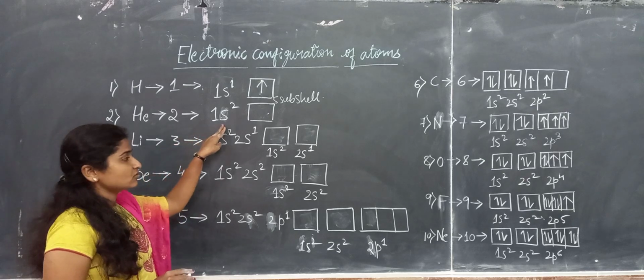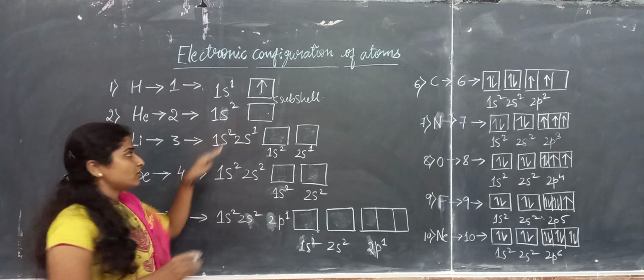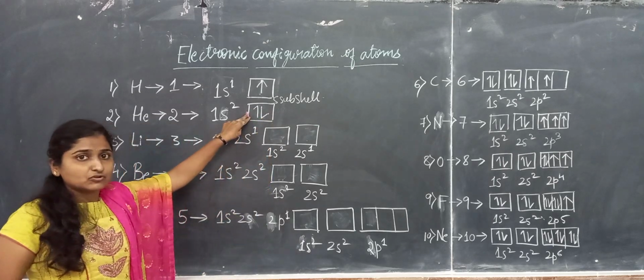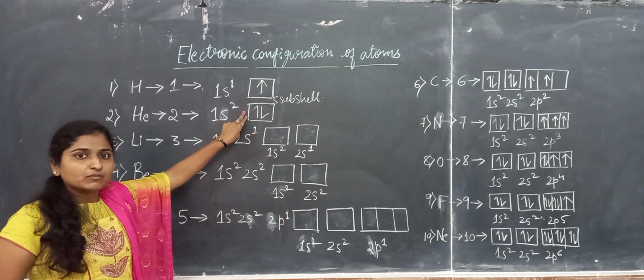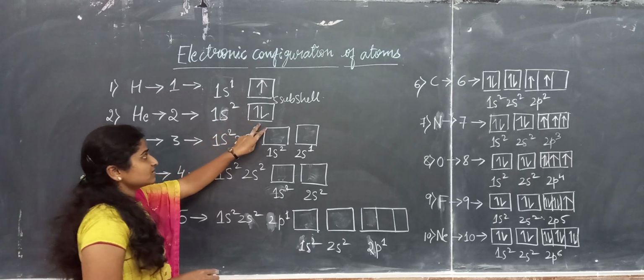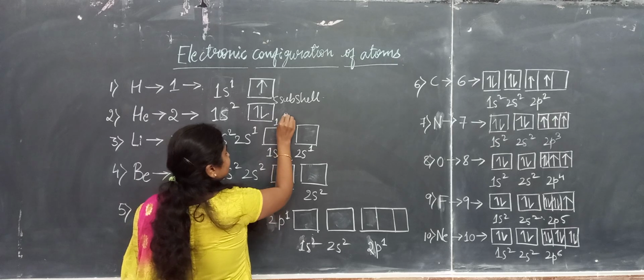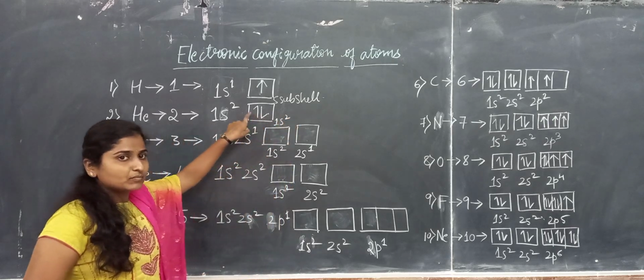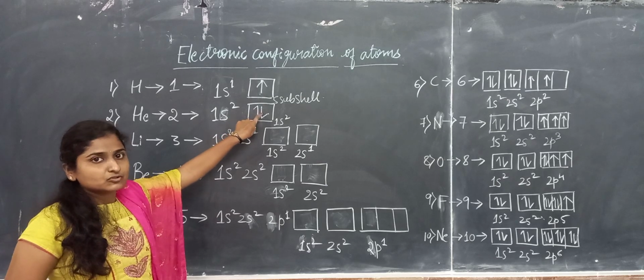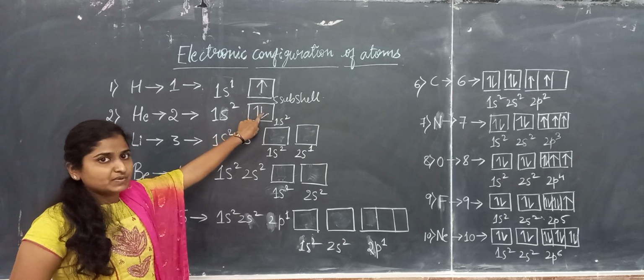So both the electrons will be entering into the same orbital, but they will be having opposite spin. Both the electrons enter into the same atomic orbital with the opposite spin. So you can write it in this way, that is 1s2 as its configuration, and the orbital diagram will be in this way. That is, both the electrons will be in the s atomic orbital with the opposite spins.